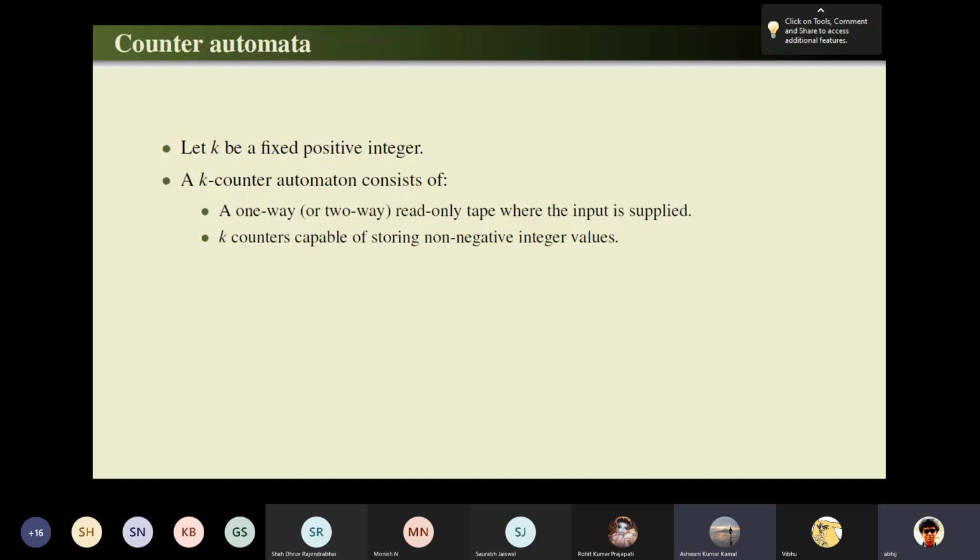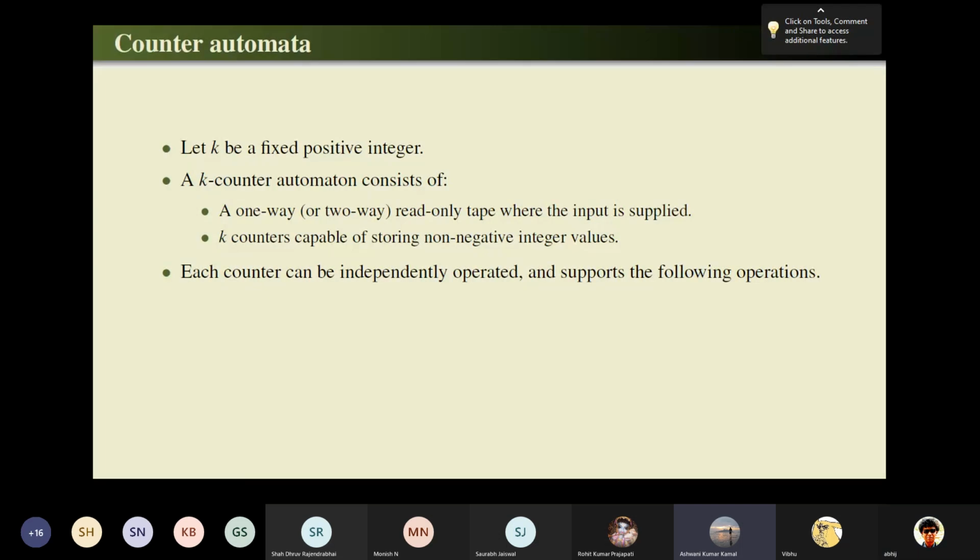And k counters capable of storing non-negative integer values. So it's no longer a stack, but just an integer counter: 0, 1, 2, 3, and these integers can be arbitrarily large. These counters can be independently operated, and each counter supports some three or four operations, independent of the other counters. So these are the operations.